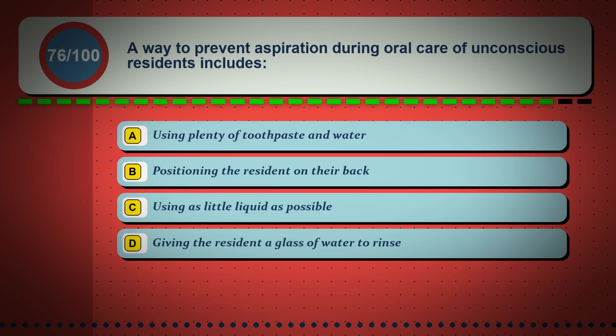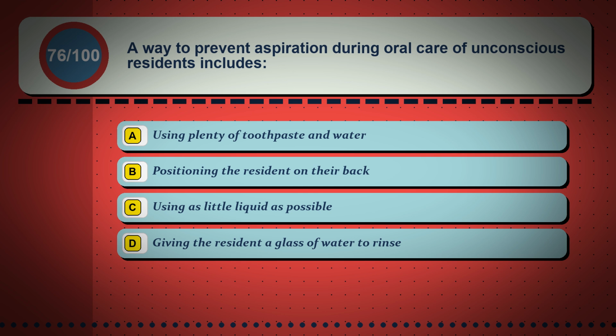Question 76. A way to prevent aspiration during oral care of unconscious residents includes option A, using plenty of toothpaste and water. Option B, positioning the resident on their back. Option C, using as little liquid as possible. Option D, giving the resident a glass of water to rinse.